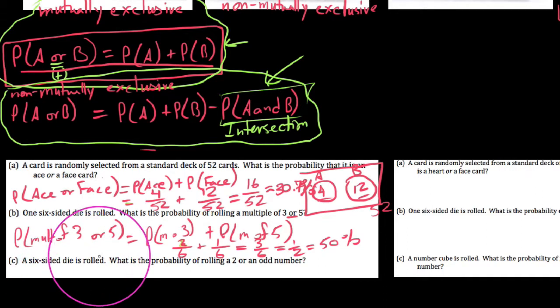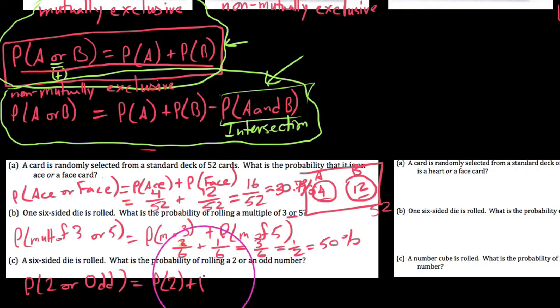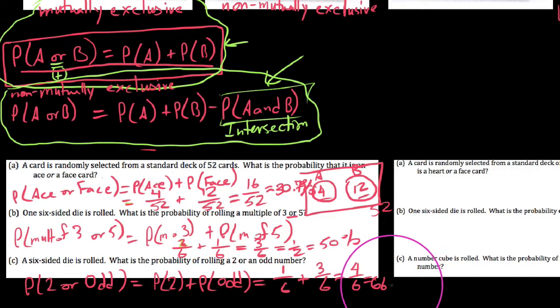Okay, and then one more. What if we roll a 6-sided die again? What's the likelihood of rolling a 2 or an odd number? So we say probability of 2 or odd. Since I can't roll a 2 and have it be odd at the same time, these are mutually exclusive events. We'll rewrite this as the probability of 2 plus the probability of odd, and find each individually. The likelihood that I roll a 2 is only one out of 6, plus there are 3 odd numbers out of 6, so we get a total of 4 out of 6, or 2/3, or about a 66.6% chance. So for mutually exclusive events, we'll just rewrite it as the probability of the first thing plus the probability of the second thing. It's pretty simple to do.